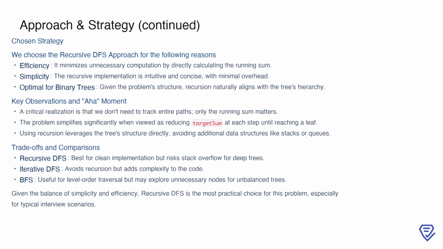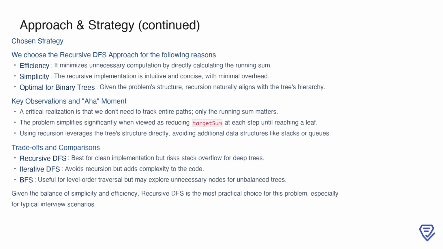A key insight in this approach is that we don't need to track entire paths, we only need to maintain the running sum at each step. This realization simplifies the problem, reducing it to progressively subtracting from the target sum until we reach a leaf node. Recursion naturally fits the binary tree structure, avoiding extra data structures like stacks or queues.